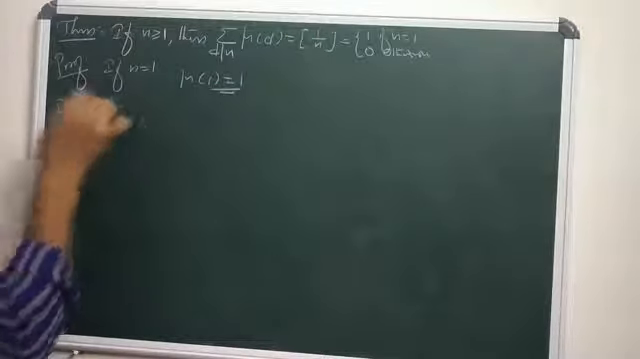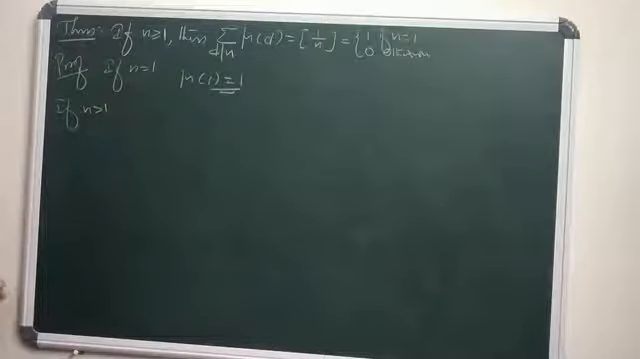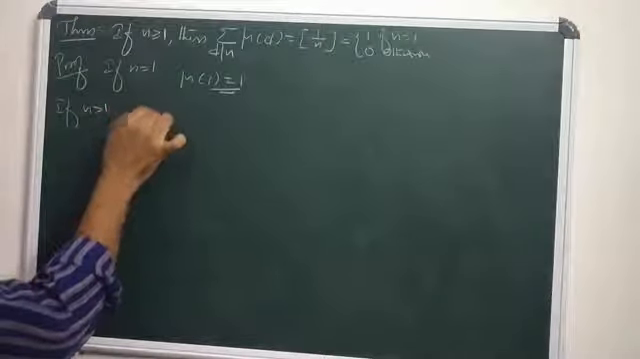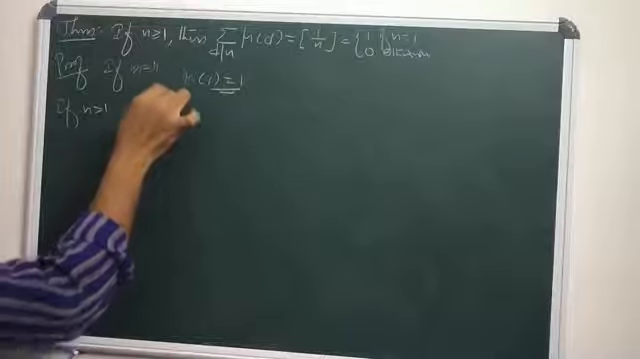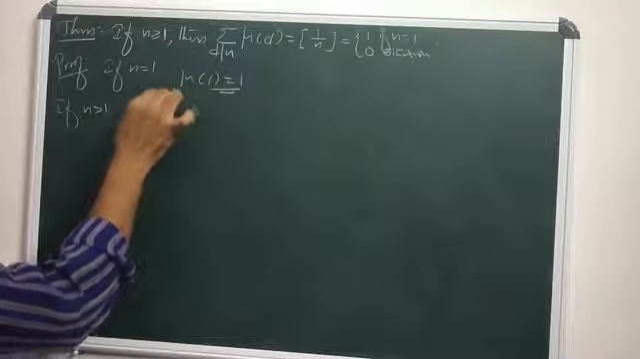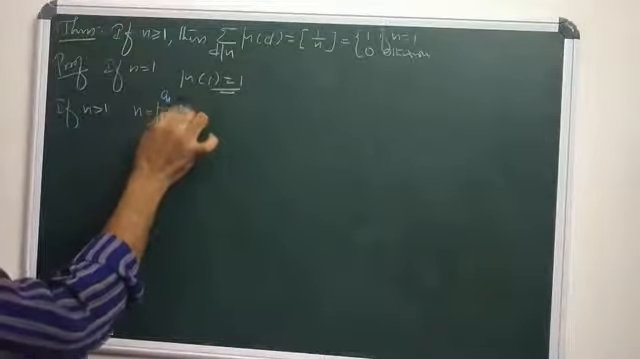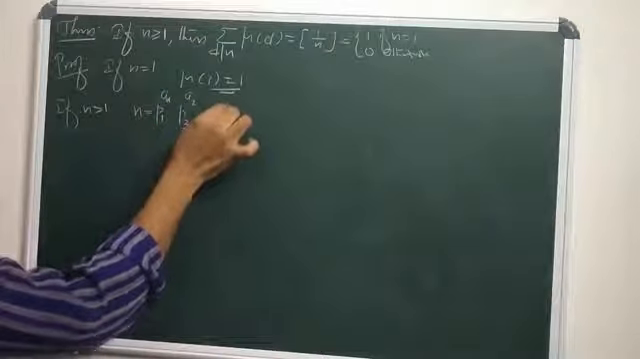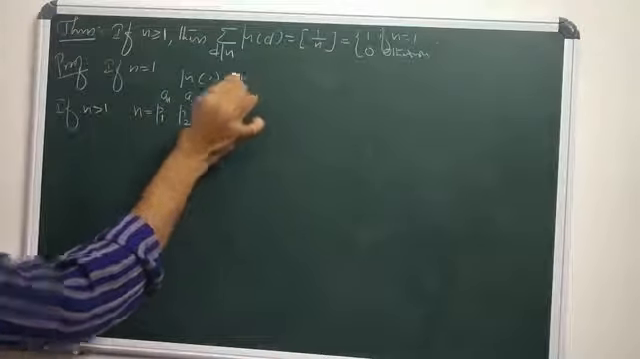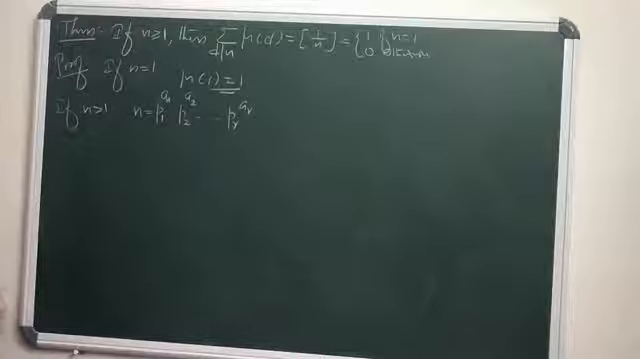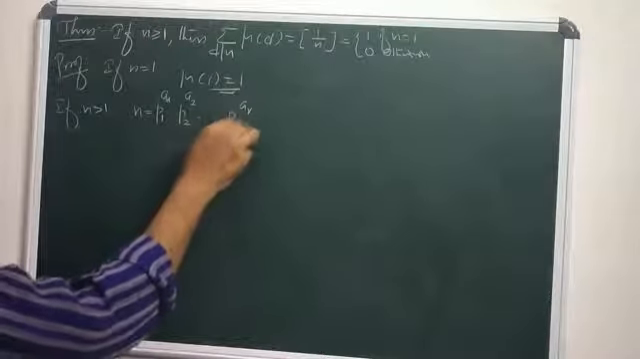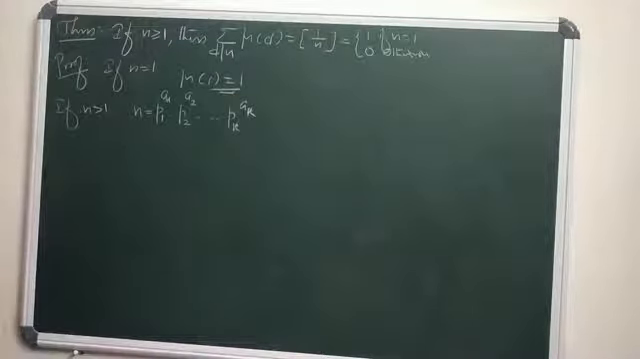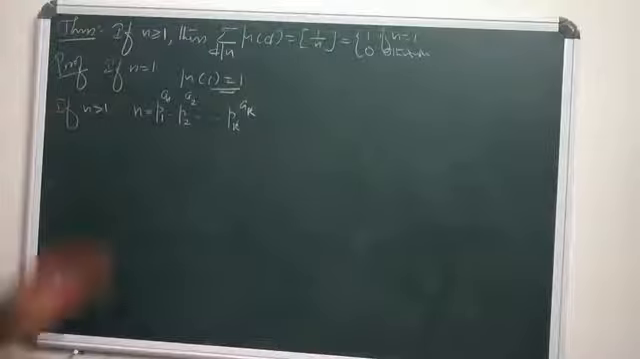If n is greater than 1, then n can be expressed as the product of powers of primes: p1 power a1 into p2 power a2 into etc. into pk power ak, where each pi is a prime. That's our general concept. Then come to this sum.